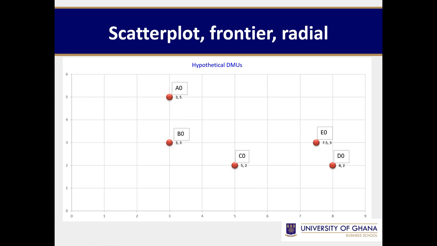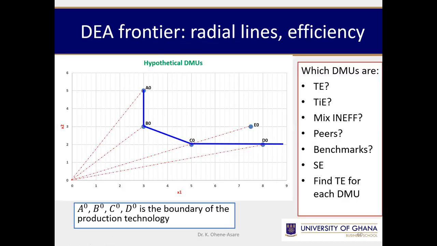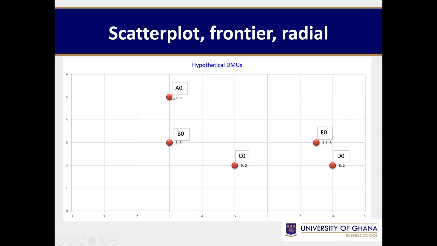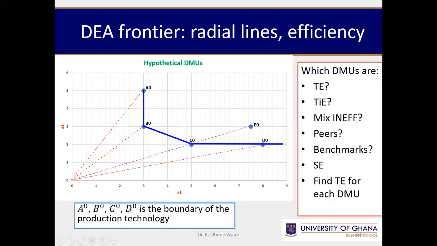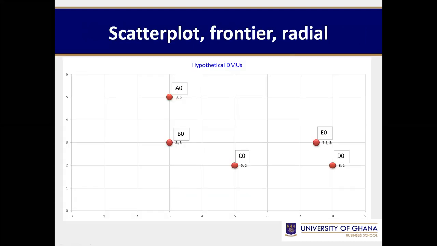Okay, now let's draw the radial lines. Radial line means you draw a kind of a zigzag line from DMU A naught. Right now, consider all of them as DMU A. Do not bring time into the picture. All of you should lower your hands, those who have done. So I'll be calling them A, B, C instead of A naught, Z naught. But when we start going into the productivity analysis, I'll bring the time dimension into the picture.